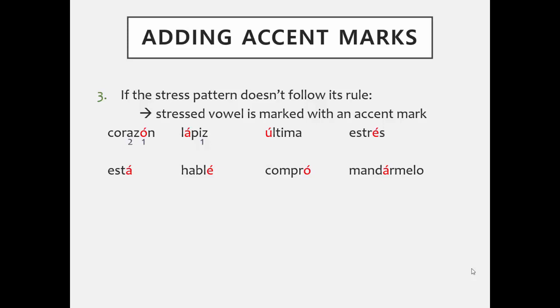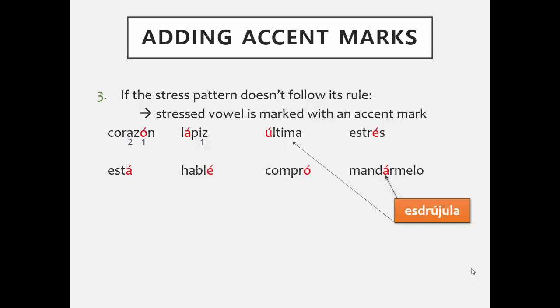By the way, the pattern for both última and mandármelo is called esdrújula because it is on the third to last syllable or further. All esdrújulas have an accent mark on the stressed vowel.